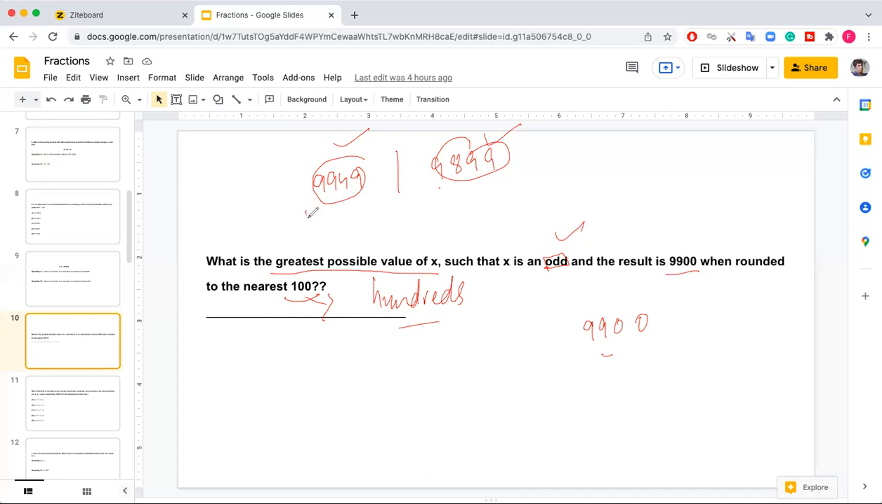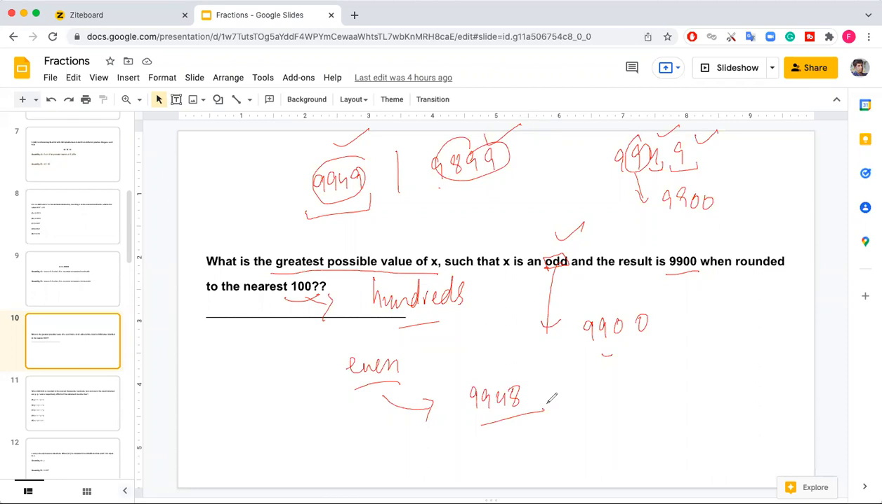The answer is 9949, right? When we have 9949 and we're rounding to the nearest 100, let's see the next digit. This is 4, so this will become 9900. But the question is saying we have an odd integer, that's why the last digit is 9. What if the question asks for an even integer? What will be the value for that? 9948.